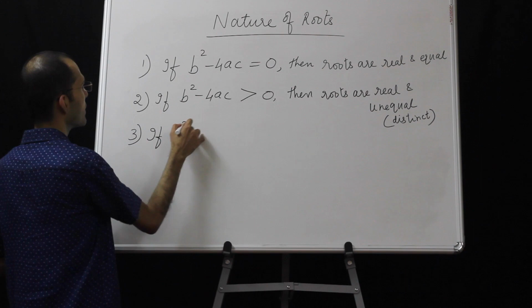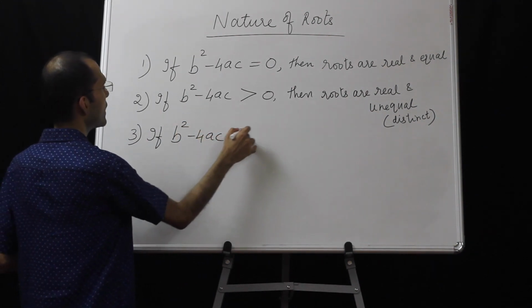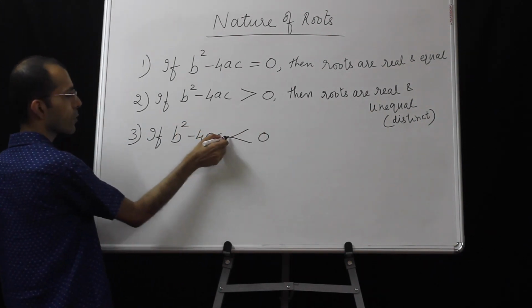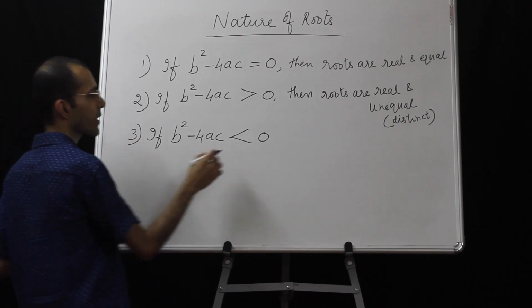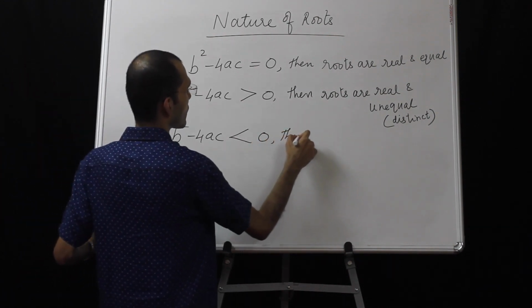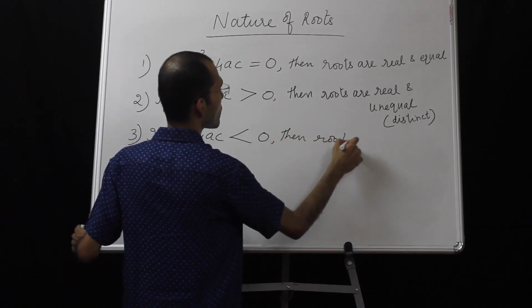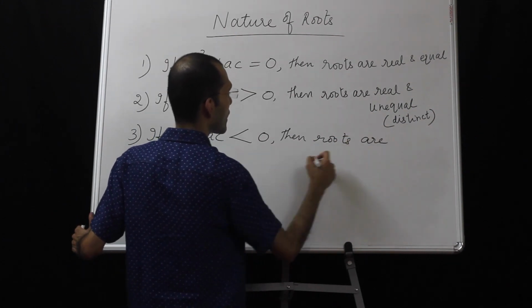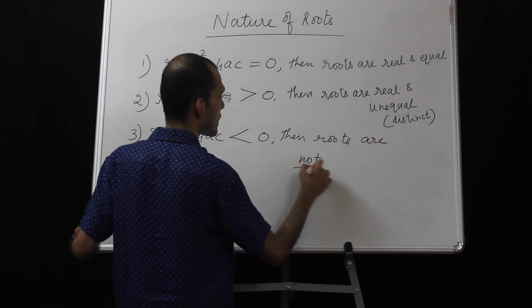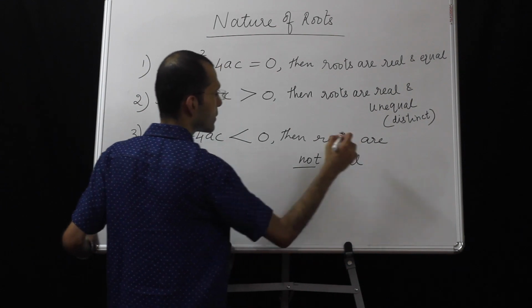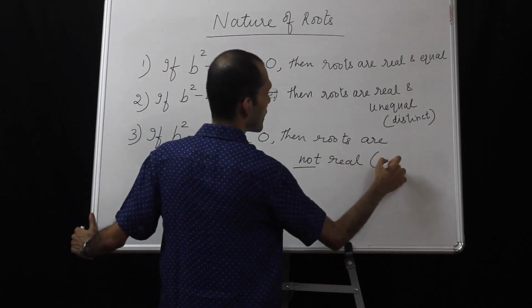If b square minus 4ac is less than 0, the closed mouth is towards b square minus 4ac, then roots are not real. In the bracket, imaginary.